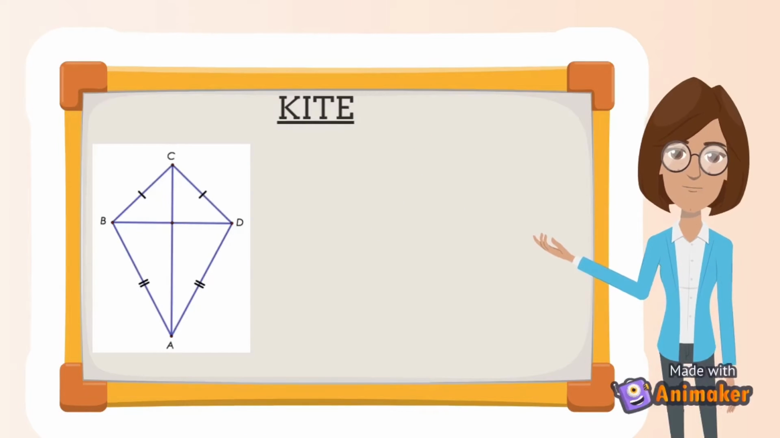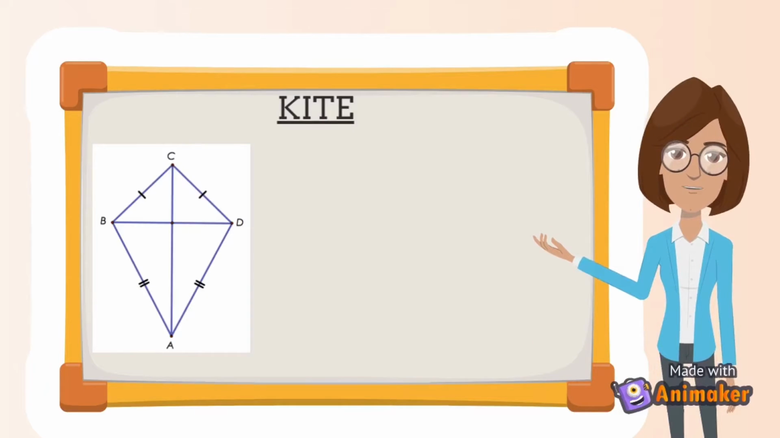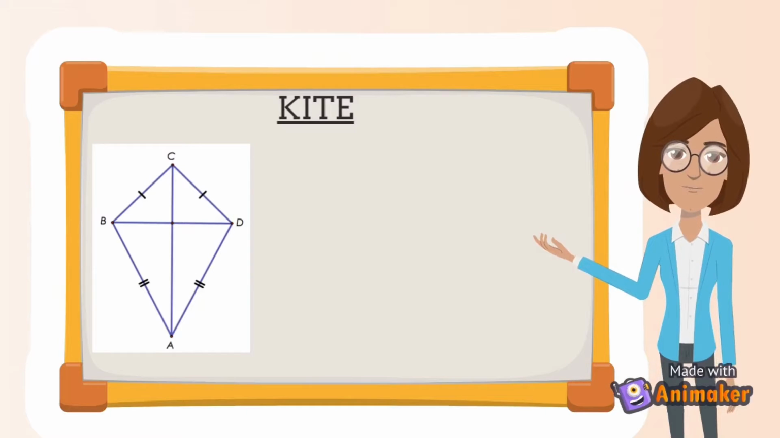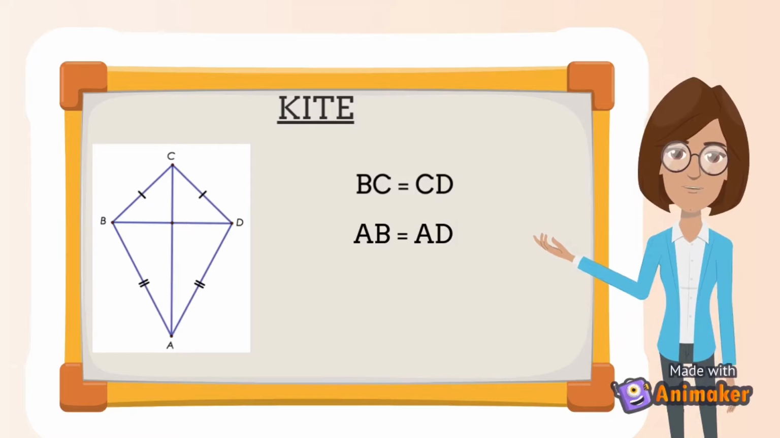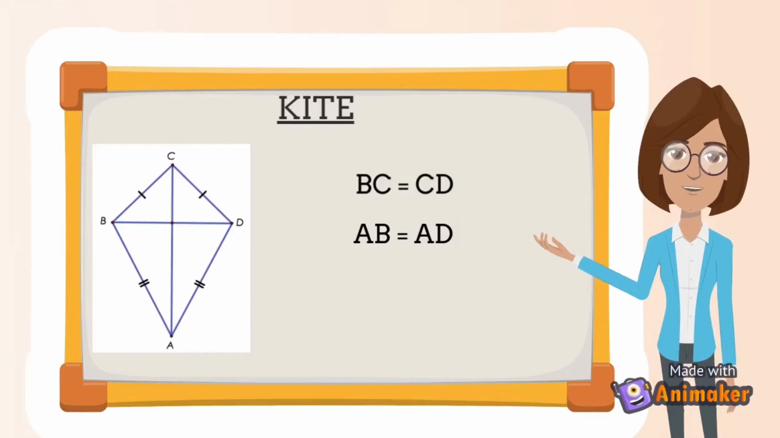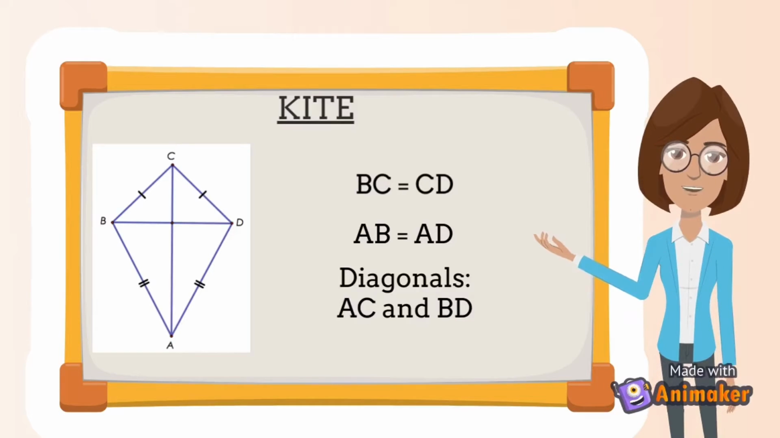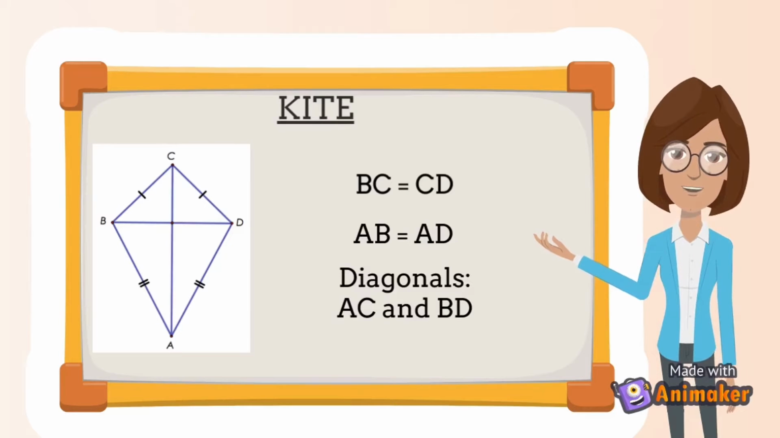The next shape is the kite. For this shape, there are a few properties that you need to know. First, it has two sets of equal sides, which are BC and CD and also AB and AD. From this shape also, there are two diagonals, which from the diagram are AC and BD. The diagonals will be used to find the area of this kite.